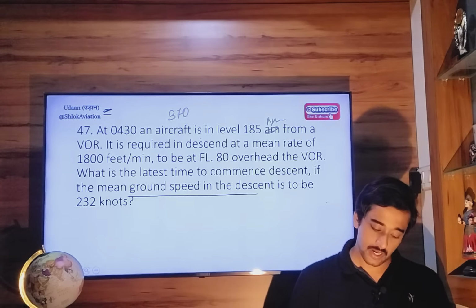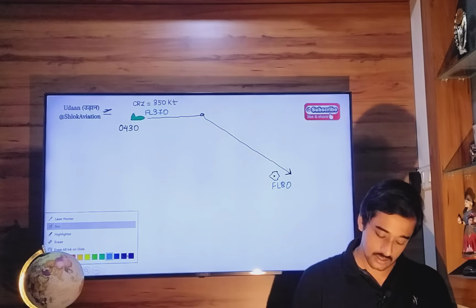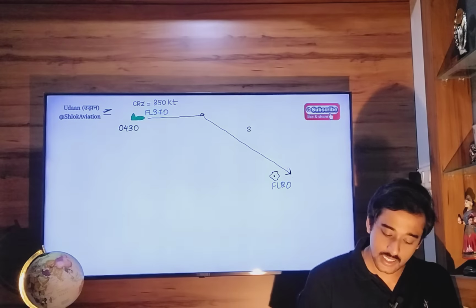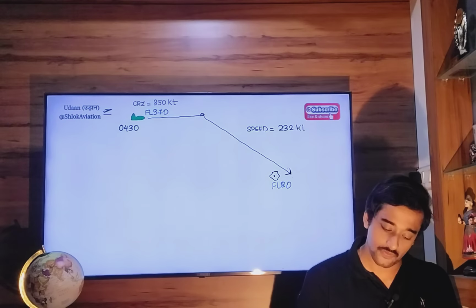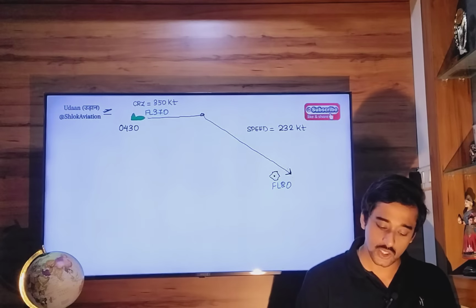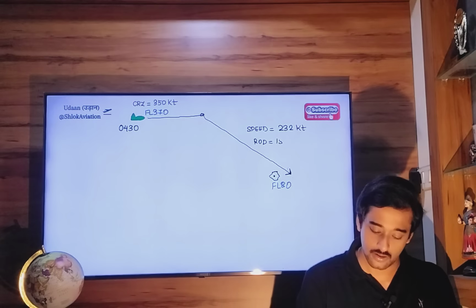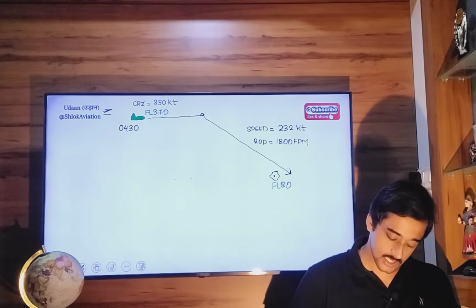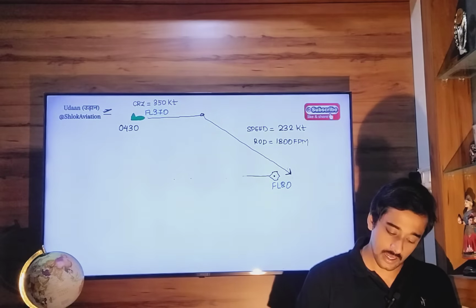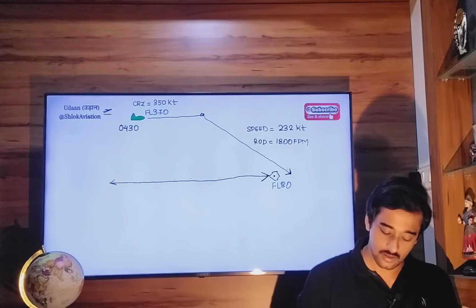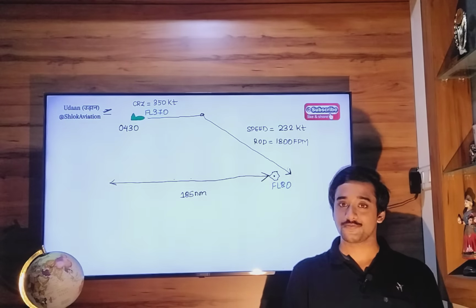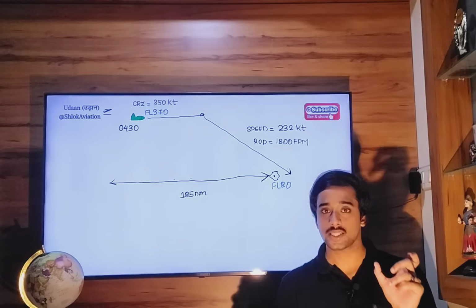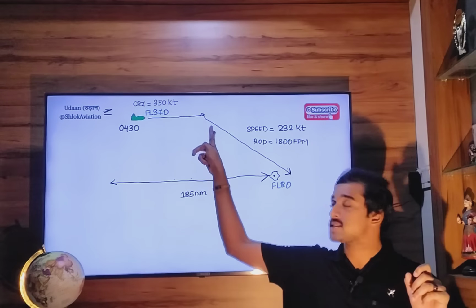The descent ground speed is 232 knots. The ground speed of the aircraft during descent is 232 knots. Rate of descent is 1800 feet per minute. And the aircraft is at a total distance of 185 nautical miles from this VOR station, right? So we have to find the latest time, the time at which the aircraft will start its descent.